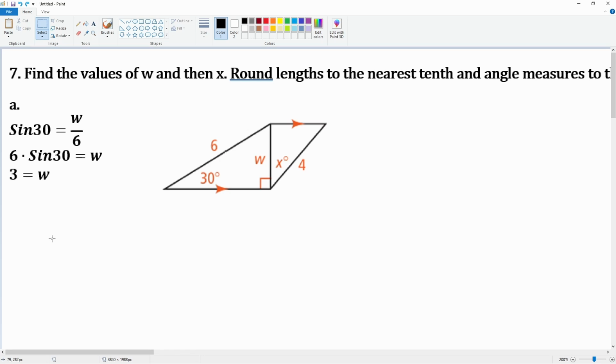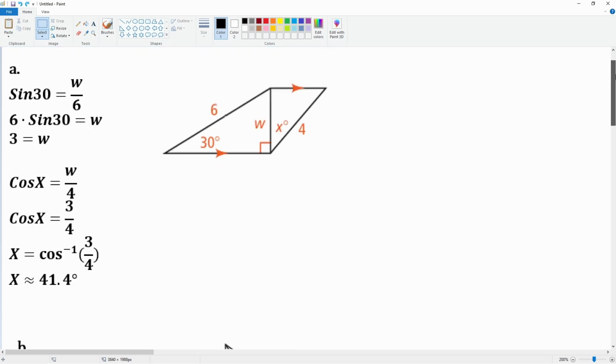Then for x, I could actually use cosine of x, because cosine of that angle of x is going to be equal to its adjacent, which is w, and 4 is the hypotenuse. Plug it in, 3 over 4. To get x alone, you have to use the cosine inverse. So x is equal to cosine inverse of 3 over 4. And x is approximately 41.4 degrees.